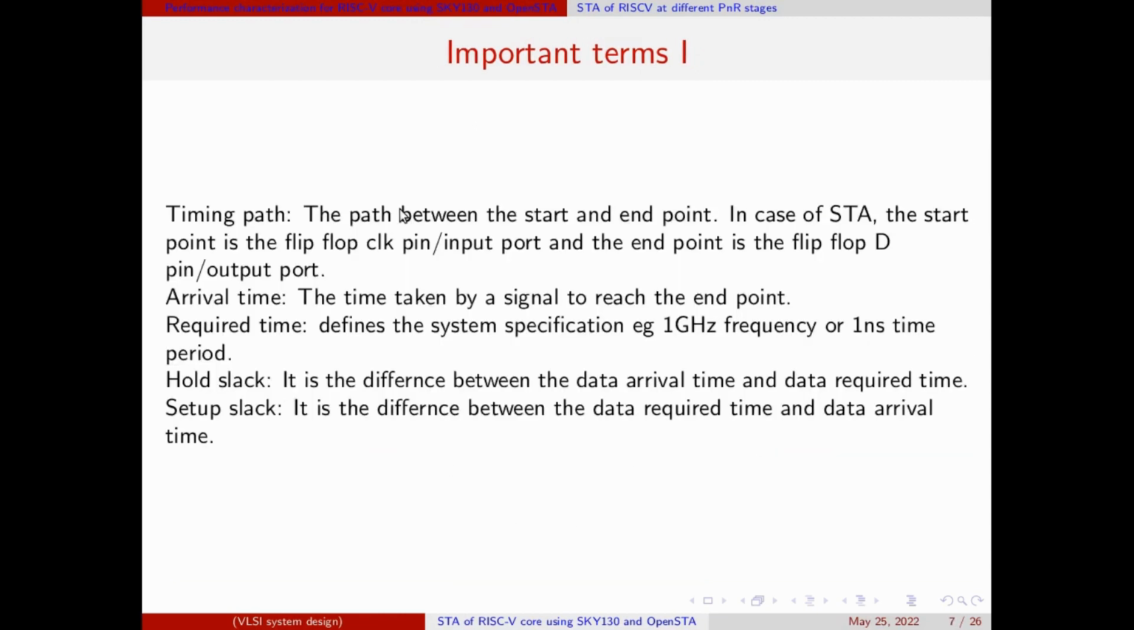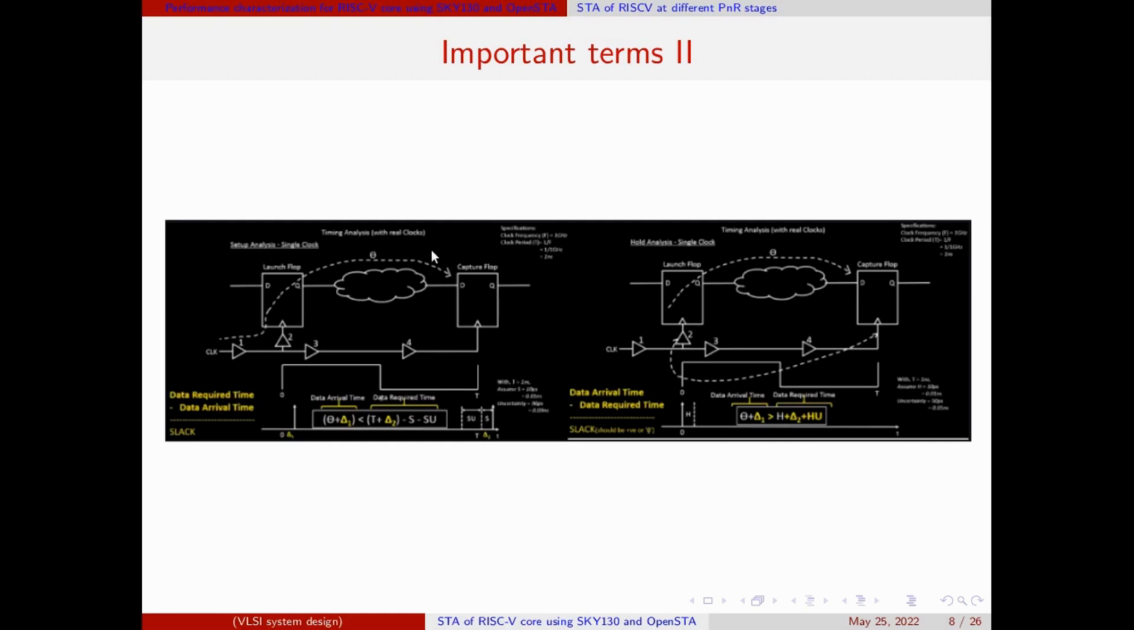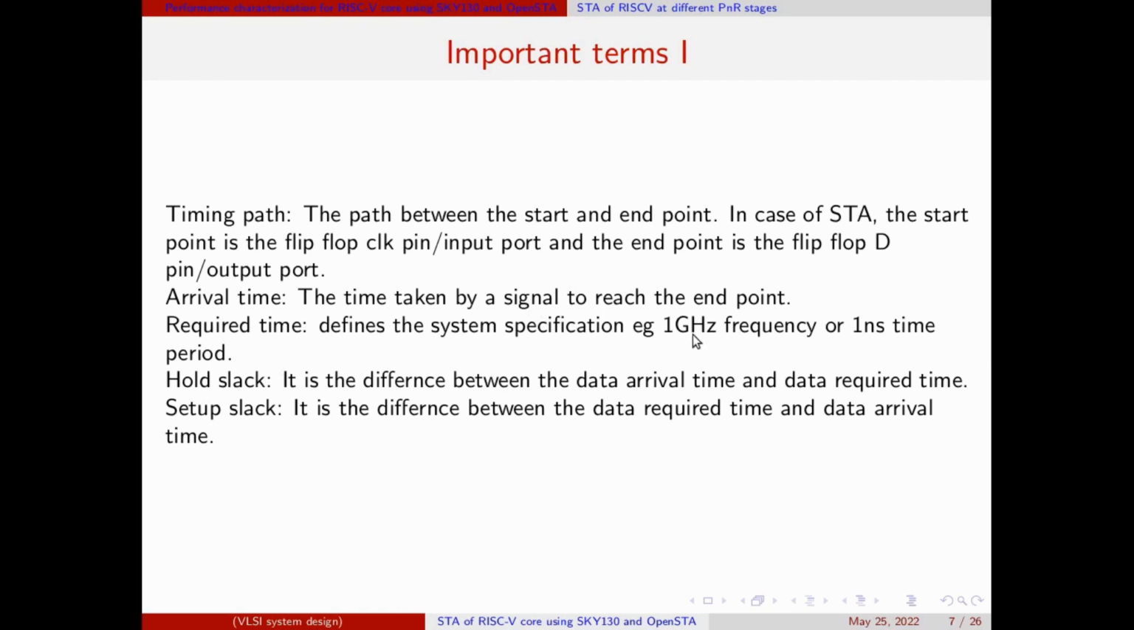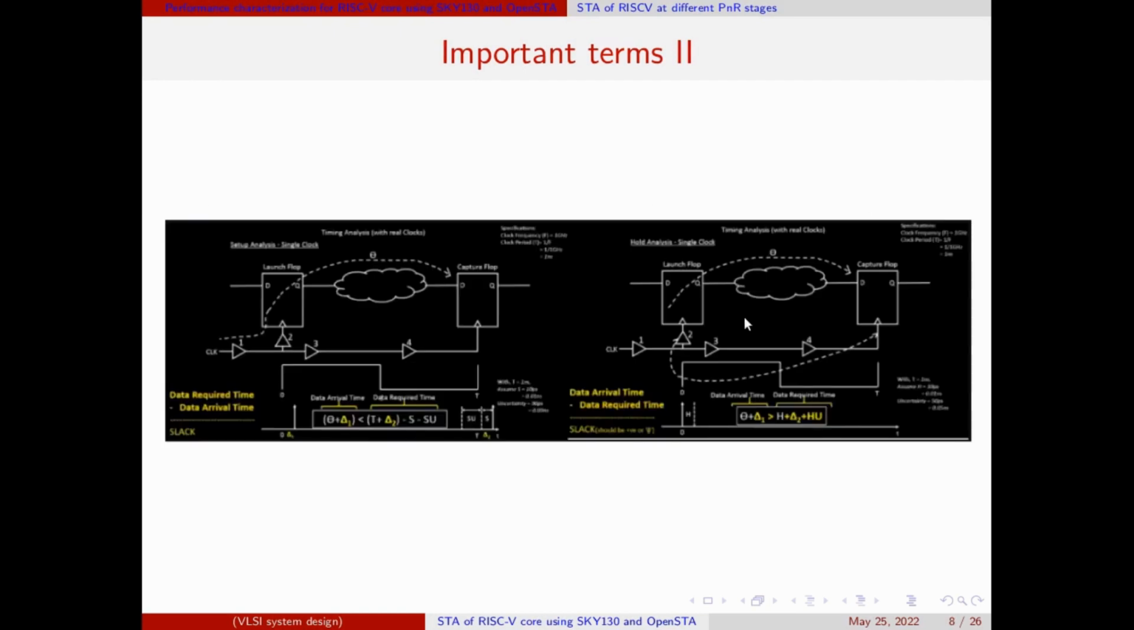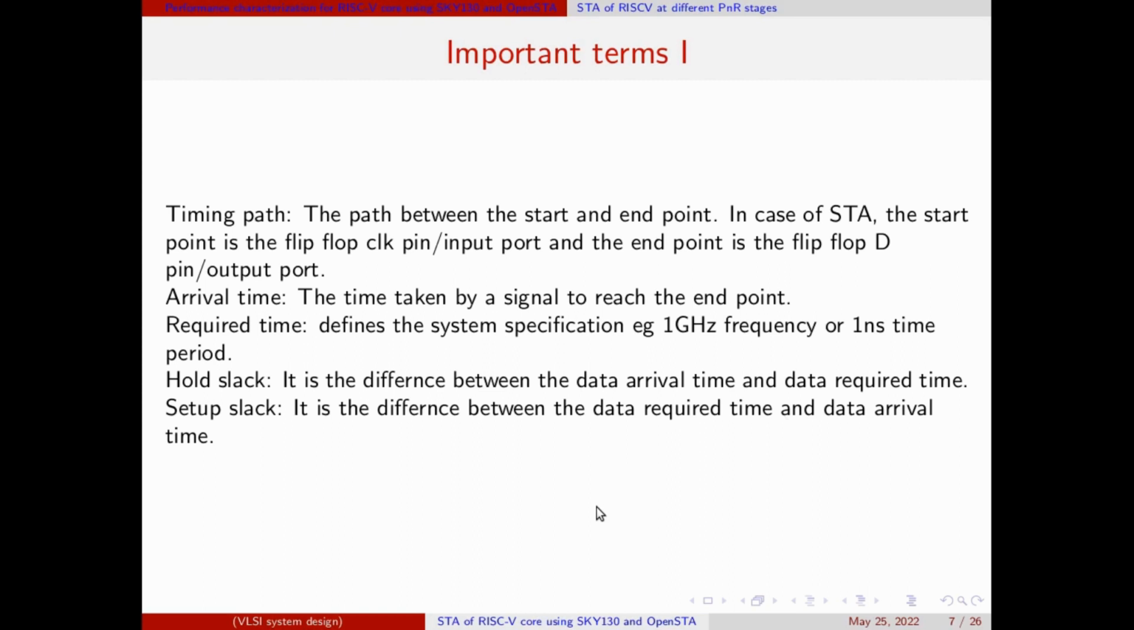Actually, that was about the timing part, and I had also spoken about the different timing checks which have to be carried out. Also, the arrival time is nothing but the time taken by a signal to reach the endpoint, and the required time is basically the timing specification. Here I wrote 1 gigahertz frequency or 1 nanosecond time period, which was used as an example in this figure.